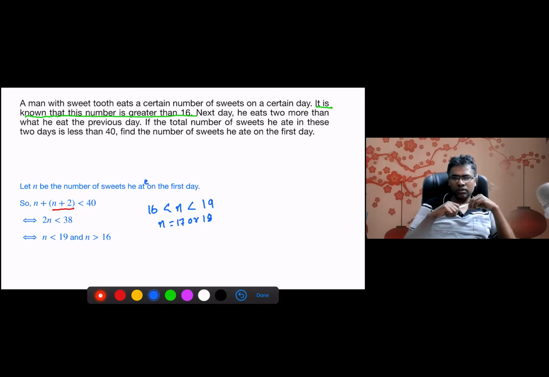Could be both. Okay. You want to think about it? Would it do anything to the data given if you take, let's say, both? Okay. So the correct answer is only 17. Why do you think 18 is not the answer? See, if he eats 18 on the first day, how many will he eat on the second day? 2 more. So 20. Oh, yeah. 20, right?